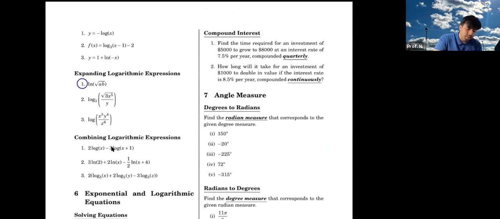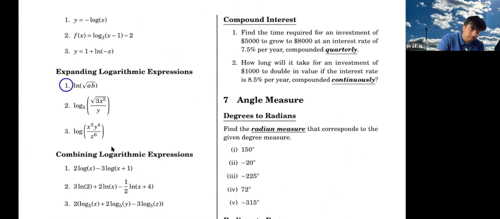So number 1, I think I can do it right in here. The first thing is I can rewrite the radical as raising it to the 1/2 power. So this is really ln of AB raised to the 1/2 power. And that 1/2, I can place in front. So this becomes 1/2 ln of A times B.